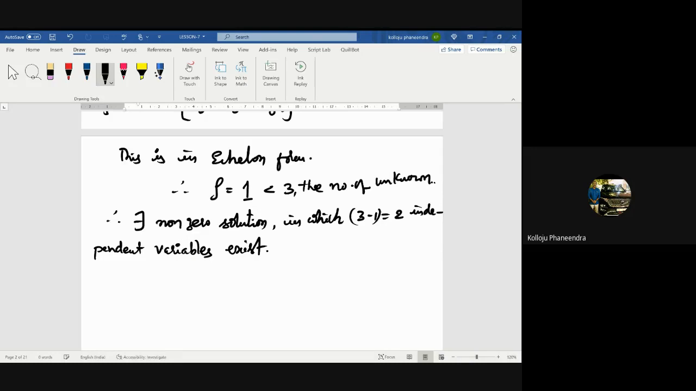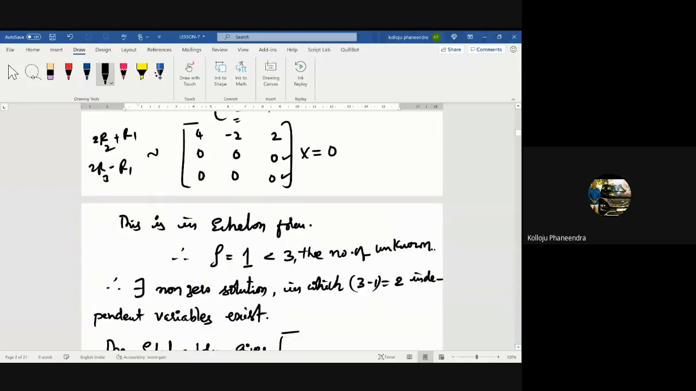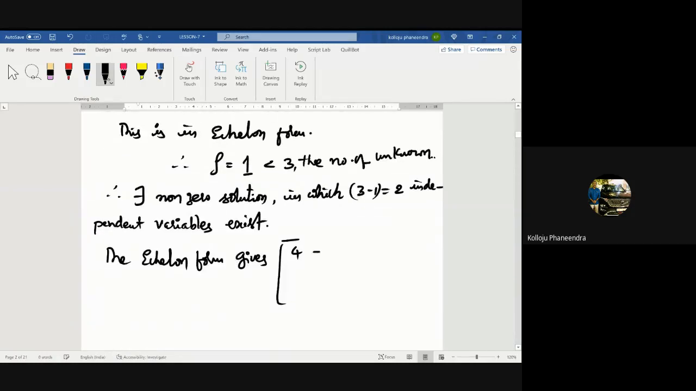Okay, got it. Now the echelon form gives. Write the echelon form into a system of equations. What is this echelon form? 4 minus 2, 2, and then 0, 0, 0, 0, 0, 0. Let me consider this capital X as x, y, z equal to 0.